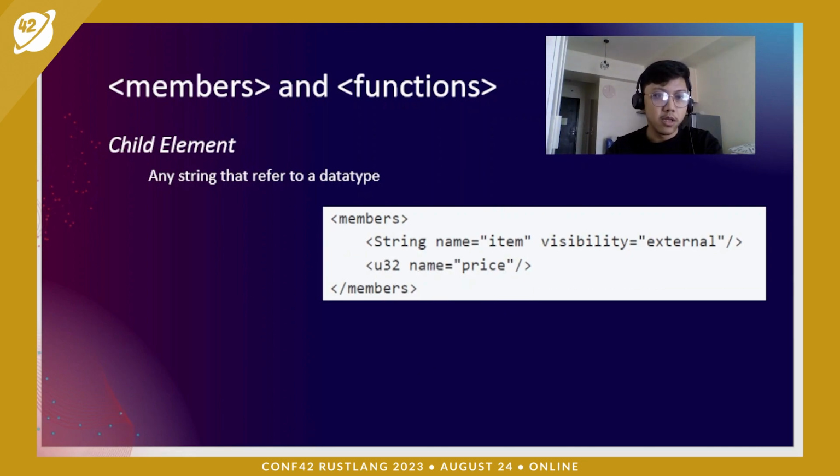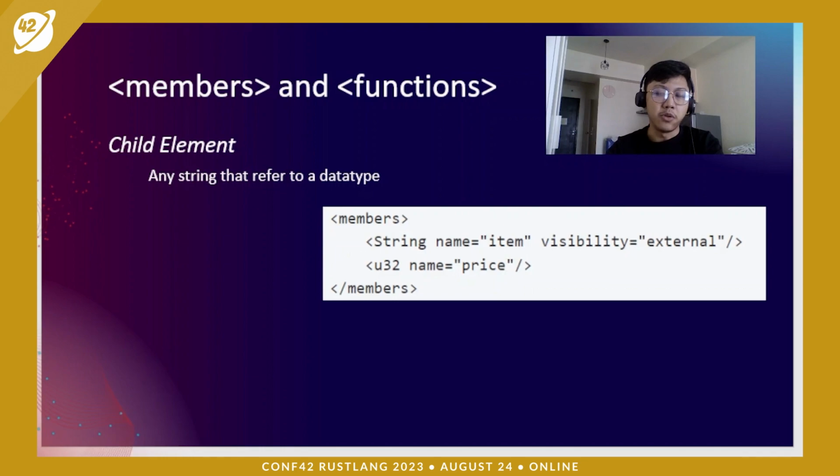Another attribute associated with members and functions is visibility. Like other visibility values, we have mod for within the mod crate, if you want to use this only inside the crate; external, if you want to access it externally, globally; and private, the same as mod, within the module itself.